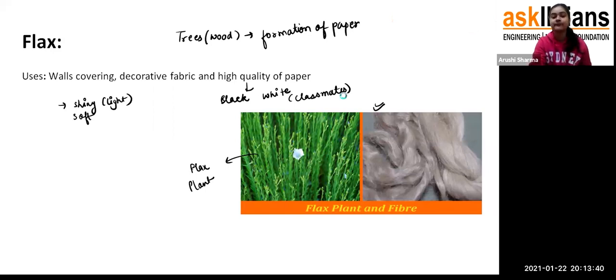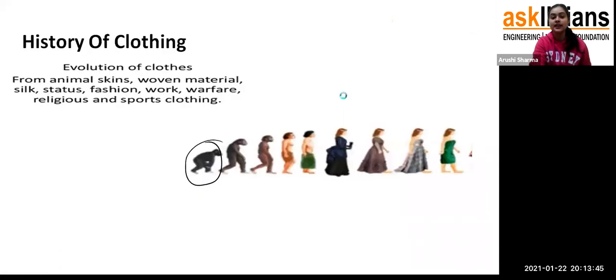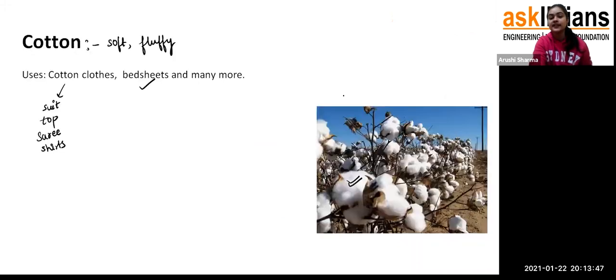Okay, so these are the things which we have to study here. These are the things which we are getting from the plant.